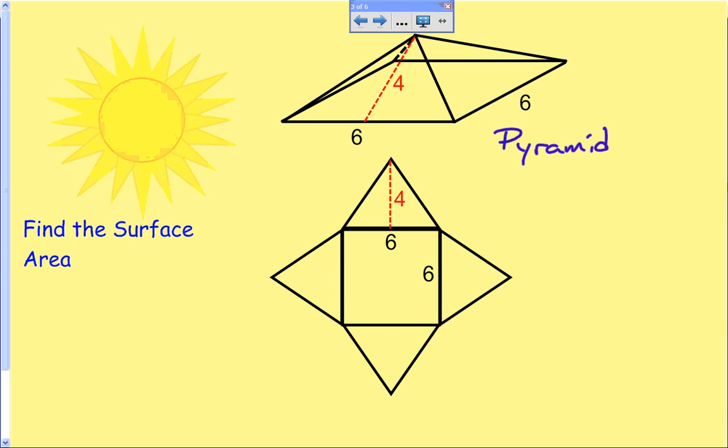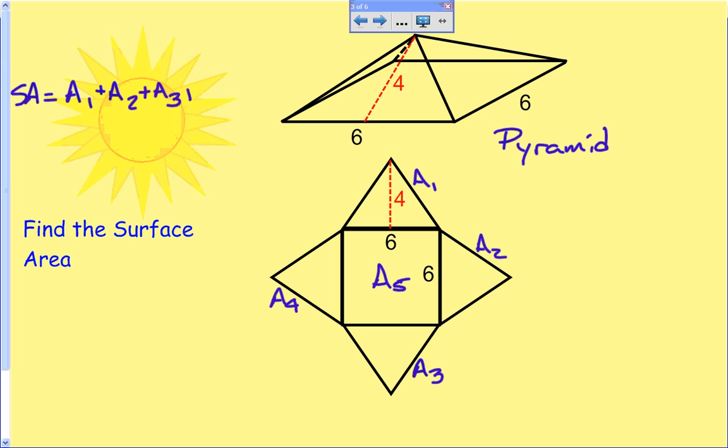I guess this is really a complicated way of thinking of it, but what you're doing is you're finding the area of this triangle, the area of this triangle, the area of this triangle, the area of this one, and the area of this square in the middle, and you're adding all those together. That's how you find the surface area of something. And just adding all the areas together.